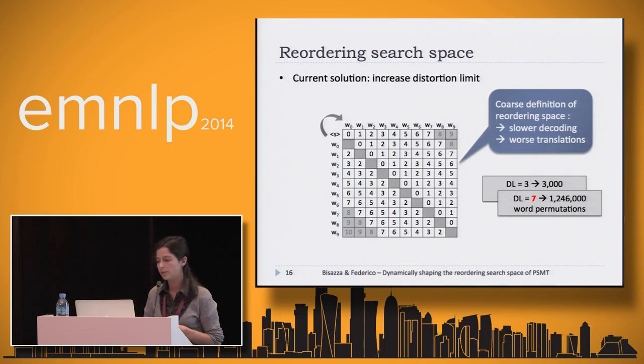So this very coarse definition of the reordering search space has some negative effects, not only slower decoding, but also worse translation, because the models that we have today are not able to guide search through this very large space. So that's why we see in evaluation campaigns and so on, the best performing systems typically have a distortion limit of around 6 or 7 words, which is clearly not enough to capture all the reordering that is happening in, for instance, Arabic English.